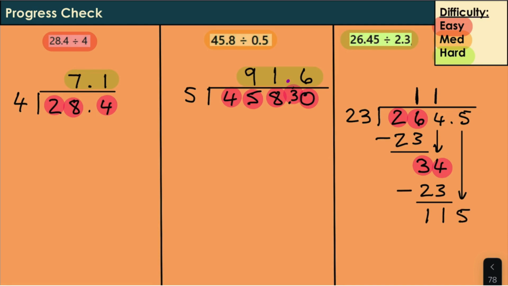How many 23s go into 115? That would be 5 groups of 23. And 5 multiplied by 23 is 115. I subtract down, and there is no remainder. As always, I don't forget my decimal point. And there is my final quotient, 11.5.